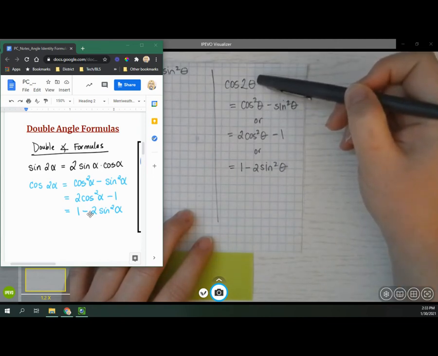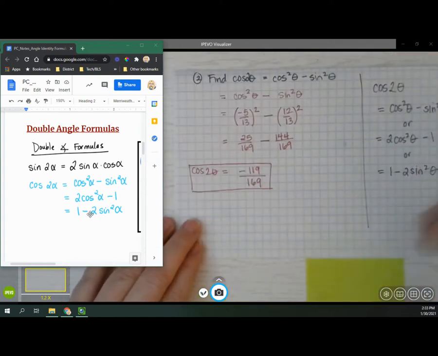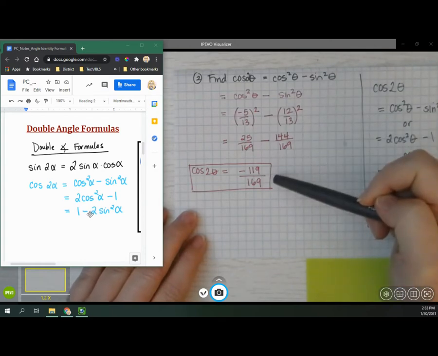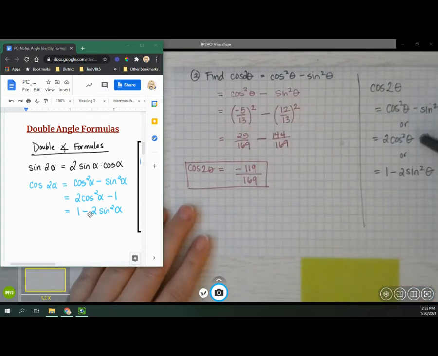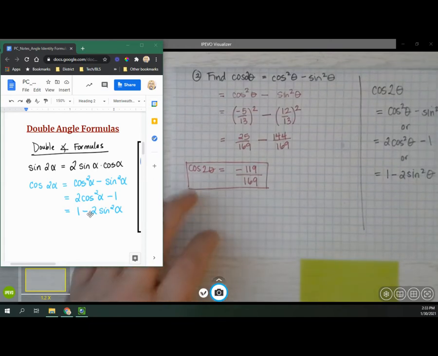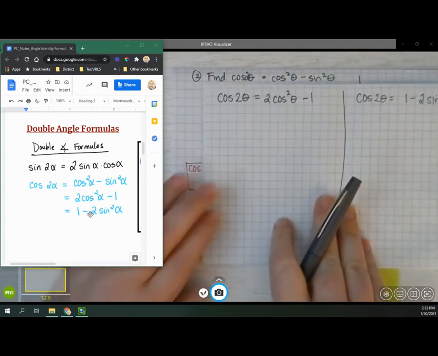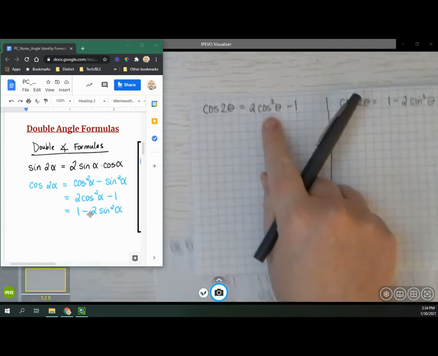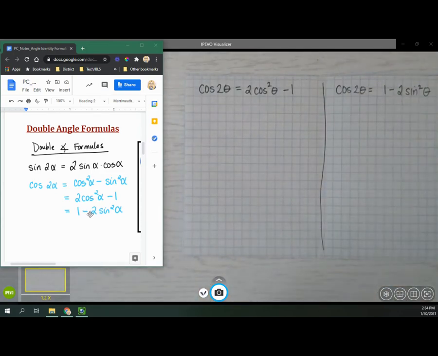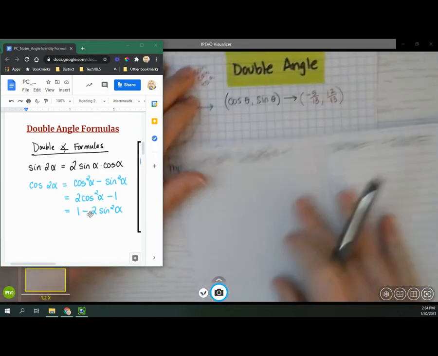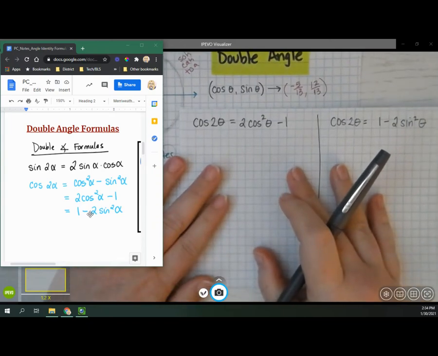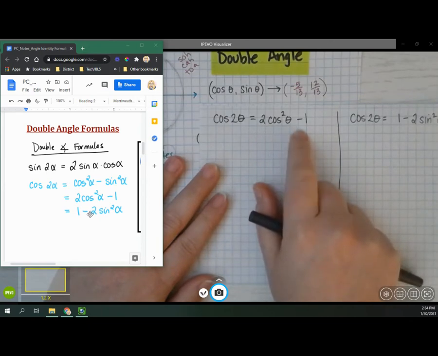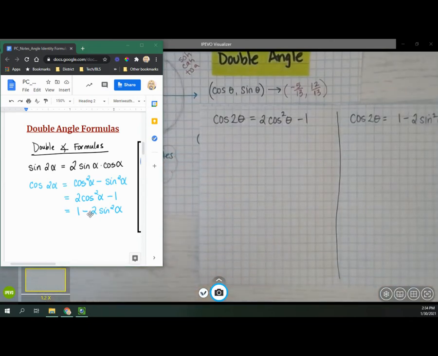So let's verify. We've already done an example, and we used cosine squared minus sine squared, and we got negative 119 over 169. But what if we used one of the other two formulas? Let's try it. So my other option could have been to use 2 cosine squared minus 1. So we're going to try it with this formula next. And just a reminder, these are our sine and our cosine for the example that we did. So cosine 2 theta is equal to 2 cosine squared minus 1. Let's plug in those values.